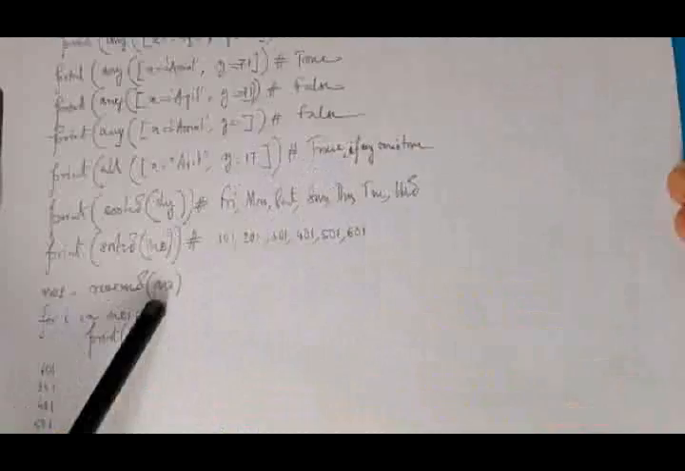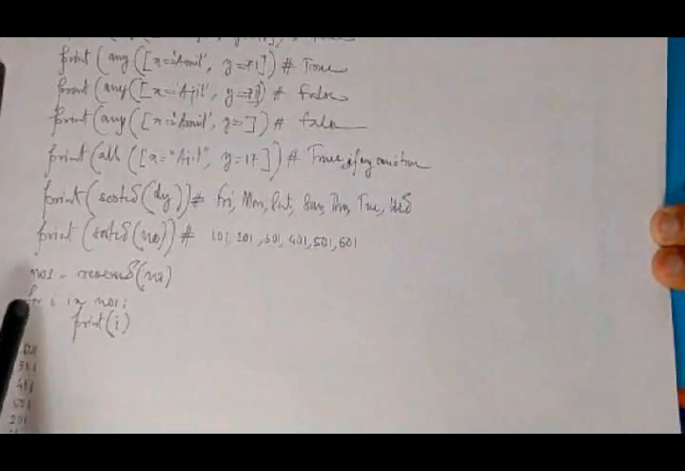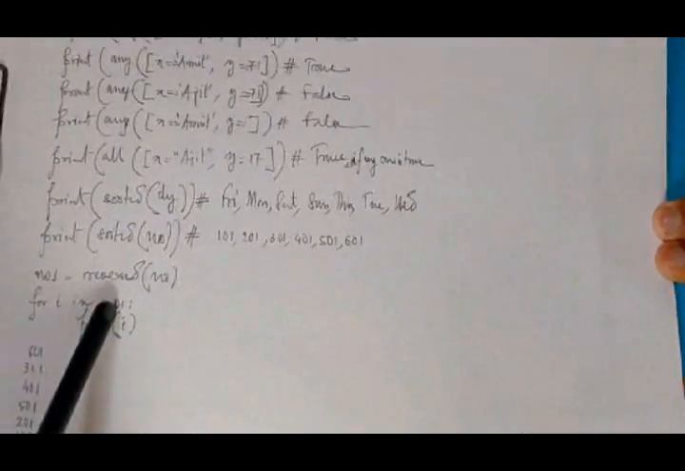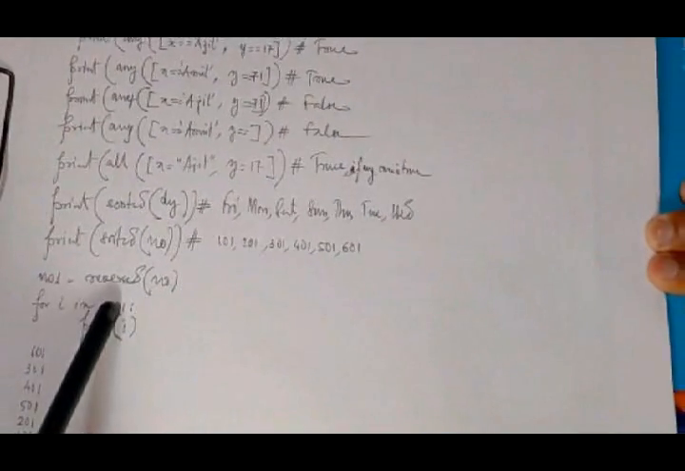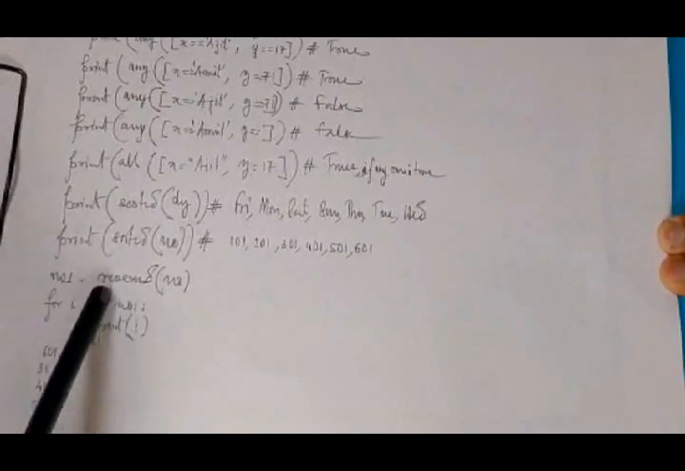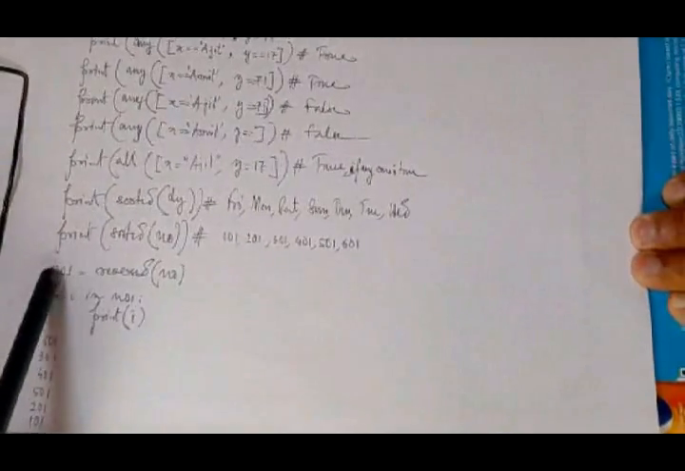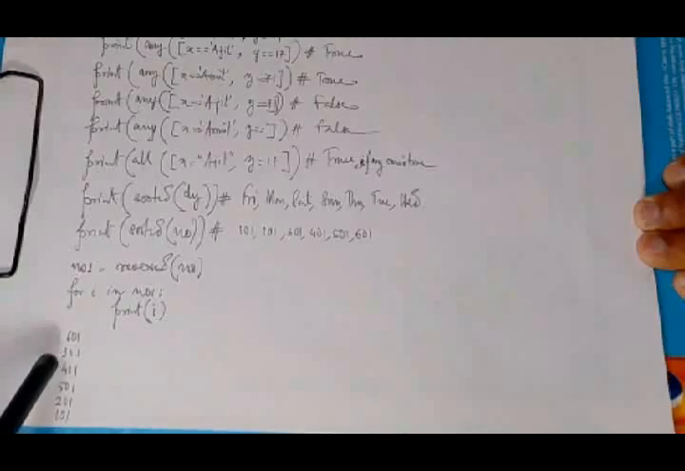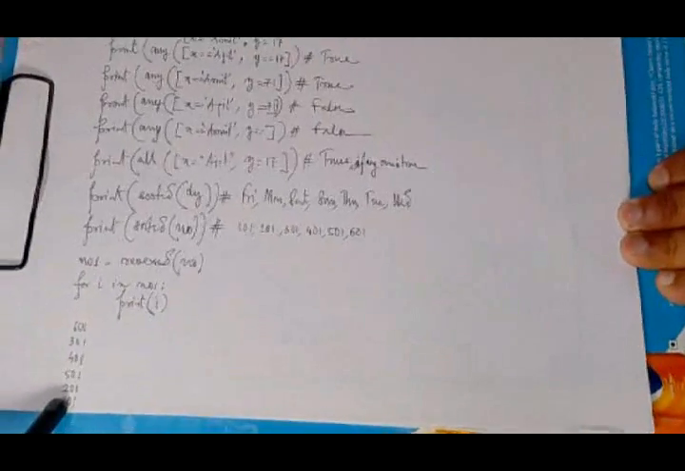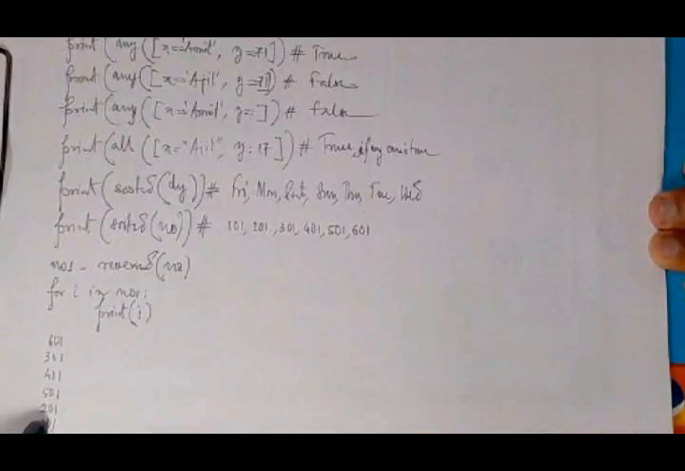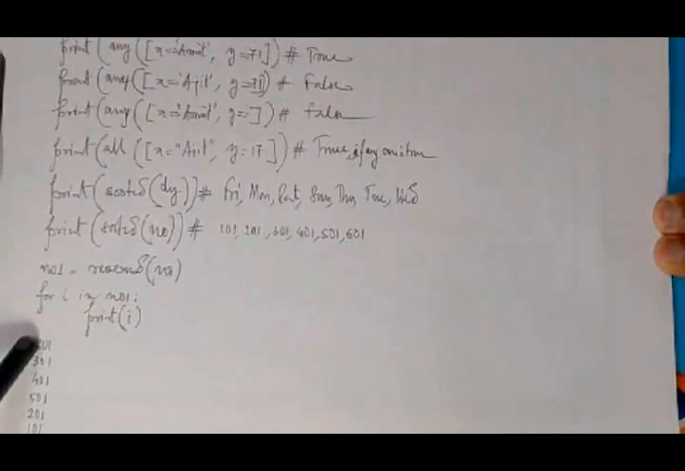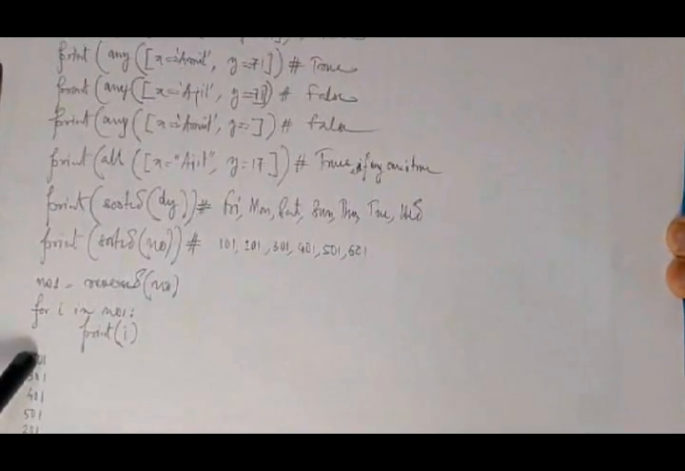So in reversed NO, if you remember the values of NO, that goes to NO1. For I in NO1, print I. So one by one the values will come from NO1. So see, 601, 301, 401, 501, 201, 101. 101 had the first index in NO. Now it has come at the last. The last value was 601. Now it has come first. So the order is getting changed.